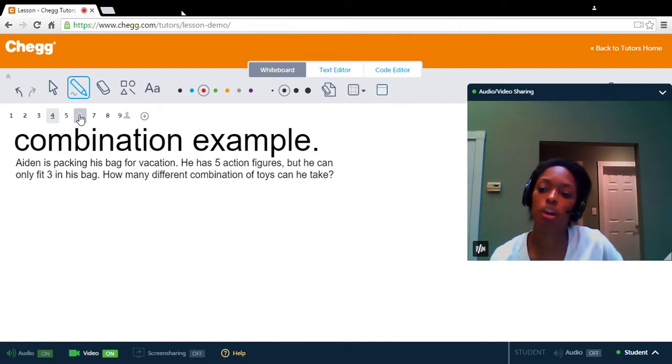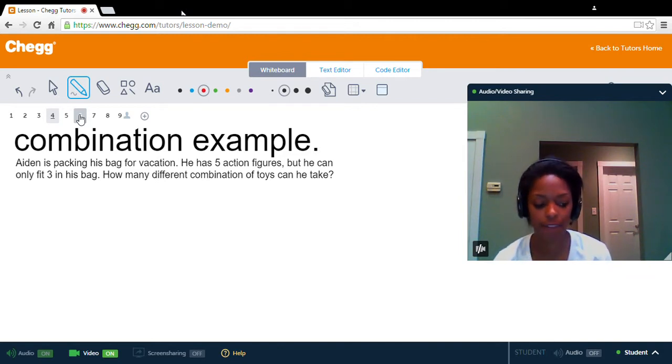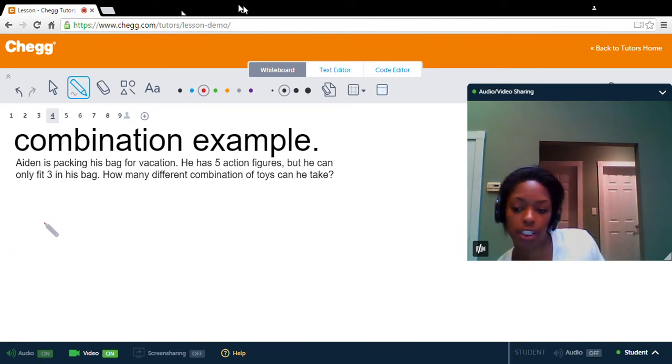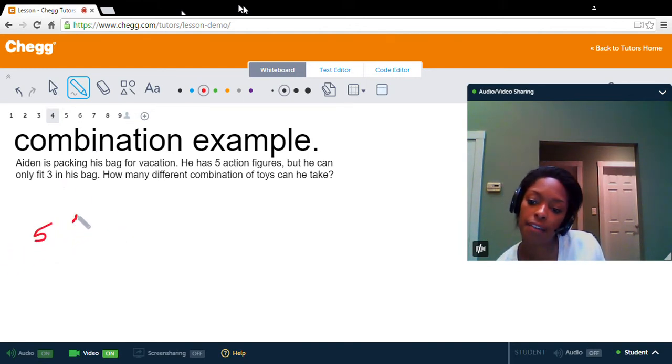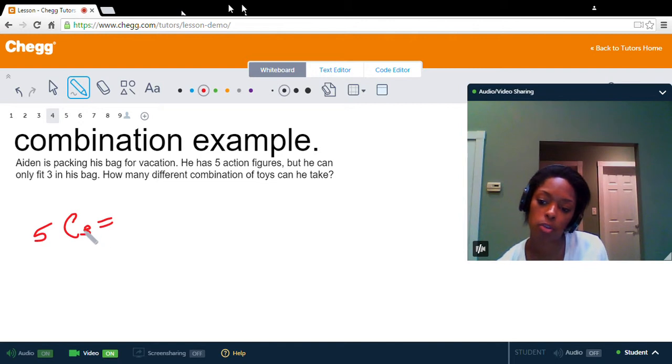Alright. In the second combination example I have, Aiden is packing his bag for vacation. He has 5 action figures, but he can only fit 3 in his bag. How many different combinations of toys can he take? And for this one, you're going to set it up the exact same. You're going to do 5 choose 3. So you have 5, but you want to choose 3. And then you're going to set it up.